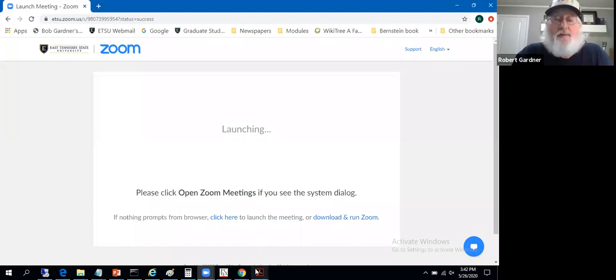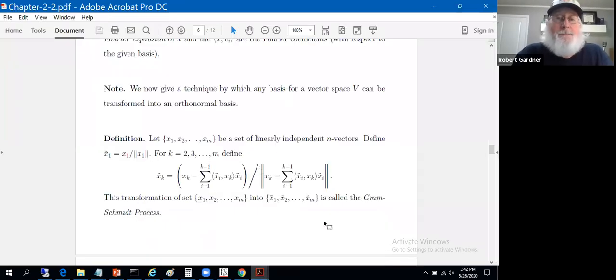All right, finishing up this section. Next on the menu is the Gram-Schmidt process, which you should be familiar with from sophomore linear algebra. It's a technique to take any basis for a vector space and transform it into an orthonormal basis.